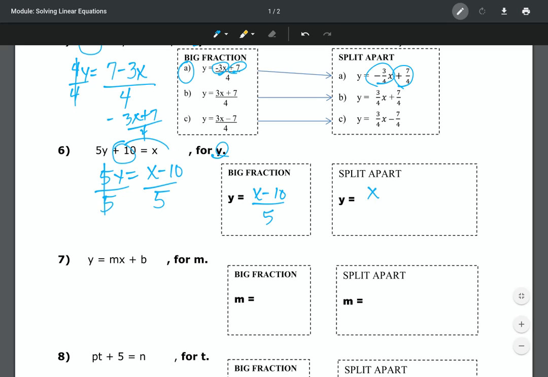The split apart would be y is equal to x over 5 minus, now then, this is 10 over 5, but 10 over 5 reduces to 2. So we would just put 2 right there.